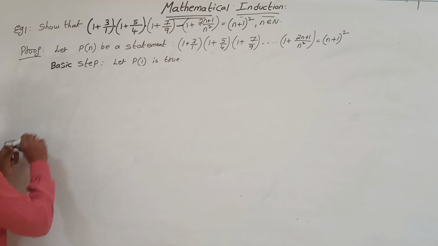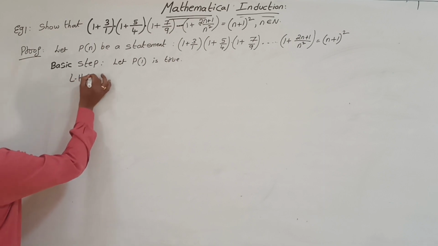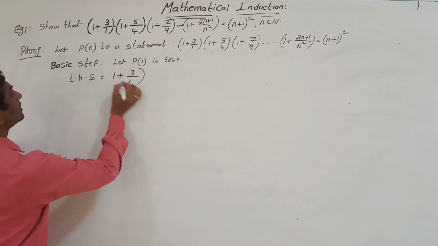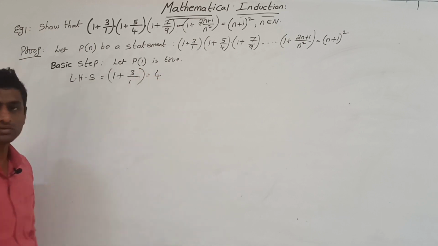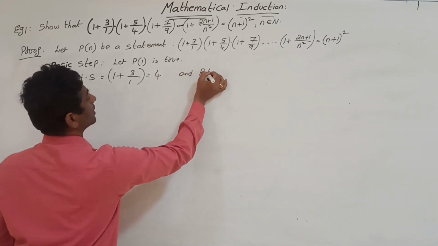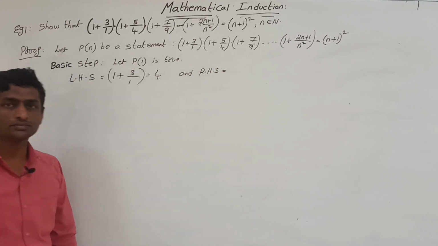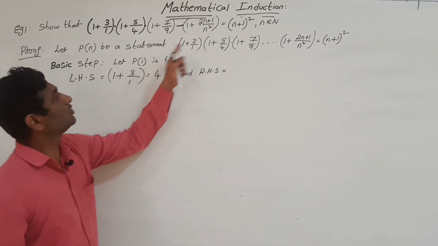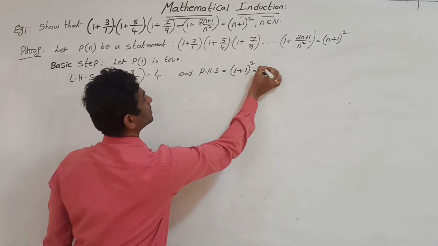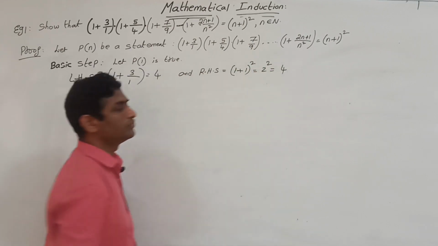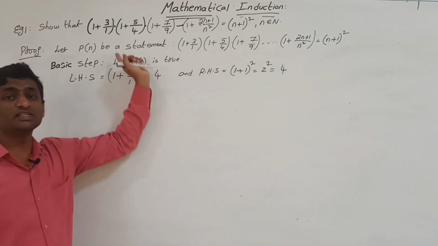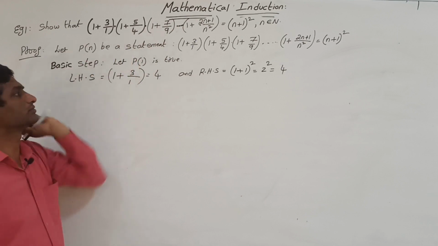So what is LHS? LHS is 1 plus 3 by 1 square, means 1 plus 3, so what you will get? It will be 4. And RHS. What is RHS? If you put n is equal to 1 on the RHS, it will be 1 plus 1 whole square, that is 2 square, that gives 4. So LHS is equal to RHS means the given statement is true for n is equal to 1.